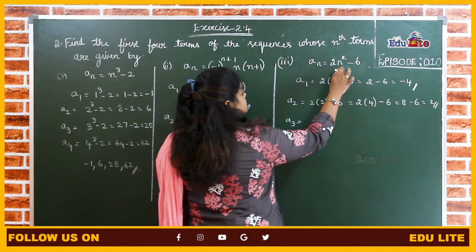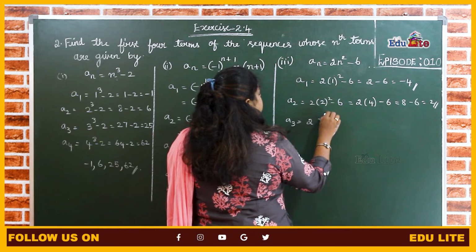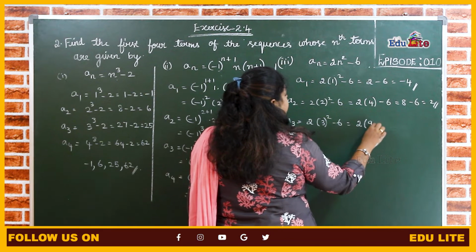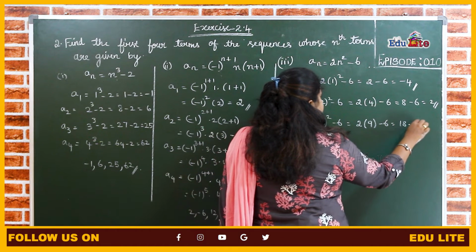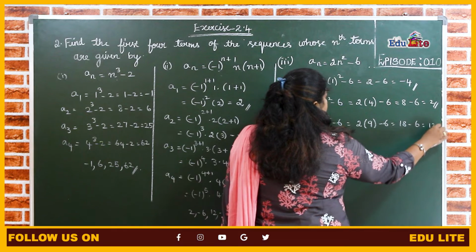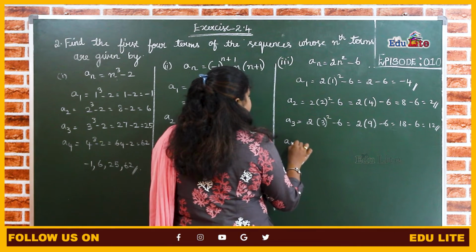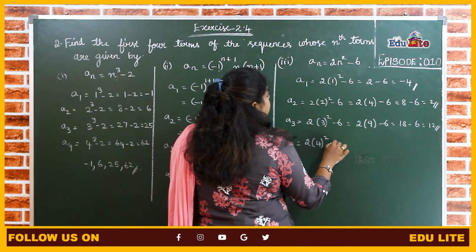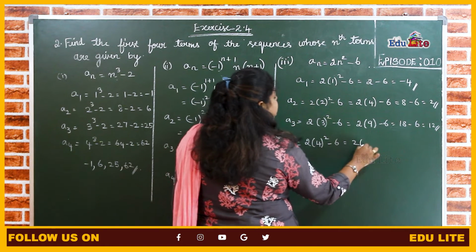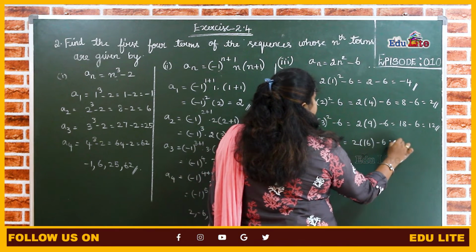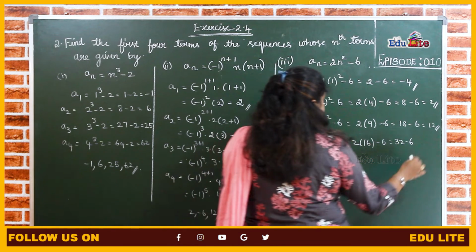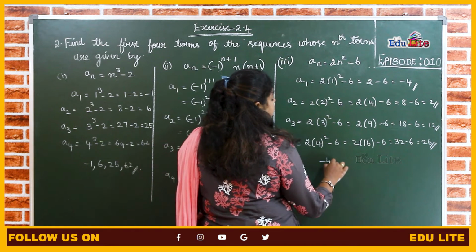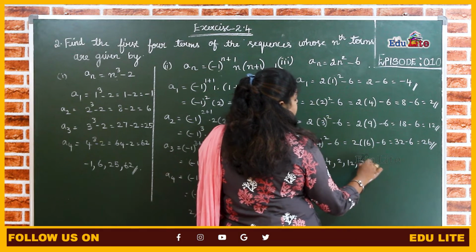Third term of the sequence, we substitute n as 3. 2 into 3 square minus 6. 2 into 3 square, 2 9s are 18, minus 6 will give me 12, third term of the sequence. To find the fourth term, we substitute the value of n as 4. 2 into 4 square minus 6. 2 into 4 square is 2 16s, 32, minus 6, 26. Therefore, the first four terms of the sequence are minus 4, 2, 12, 26.